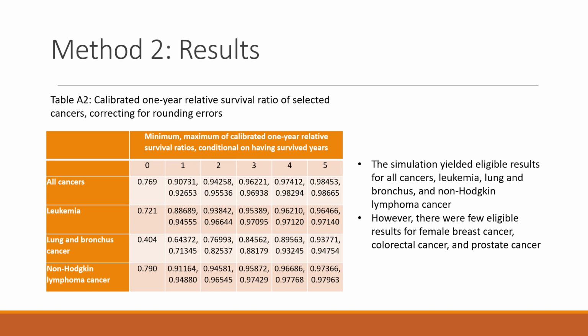For method 1 and 2, estimations of 1-year relative survival ratios were based on the assumption of a constant 1-year relative survival ratio after having 5 years survival. However, under this assumption, we did not obtain eligible calibrated 1-year relative survival ratios for some types of cancers. We released this assumption in the following methods introduced. There are various ways to define 1-year relative survival ratios conditional on survival at 6 years or later.